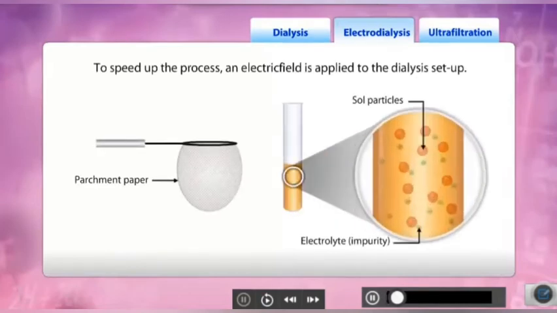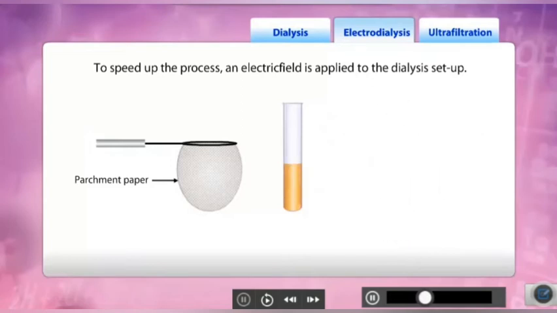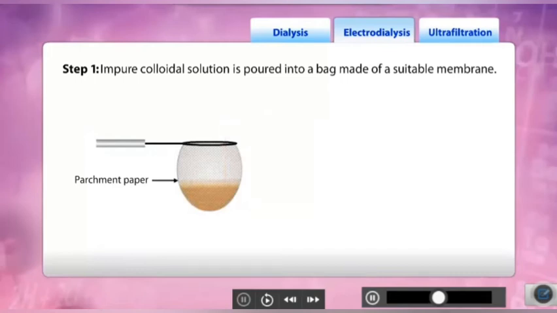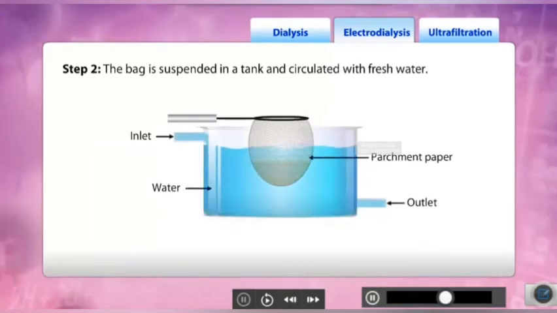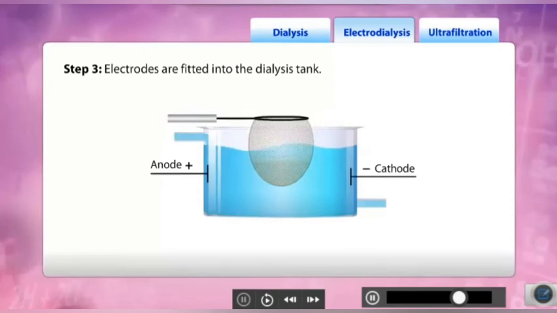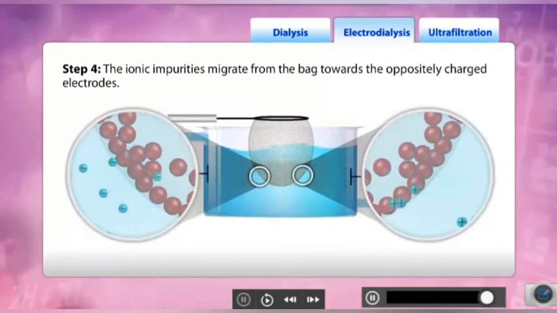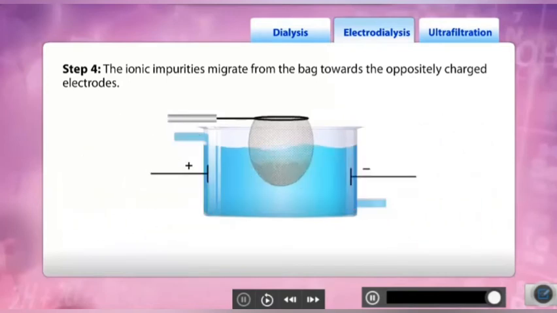Dialysis is a slow process. In order to speed up the process, sometimes an electric field is applied. This is done especially if the impurities are electrolytes. This process is called electrodialysis. In this method, the dialysis setup is used. The impure colloidal solution is poured into a bag made of animal bladder or another suitable membrane. The bag is then suspended in a tank. Fresh water is circulated continuously in the tank. A positively charged anode and a negatively charged cathode are fitted into the dialysis tank. When electricity is passed through the setup, the process of diffusion gets quickened. The ionic impurities migrate from the bag towards the oppositely charged electrodes. After a while, only the pure colloidal solution is left in the bag.